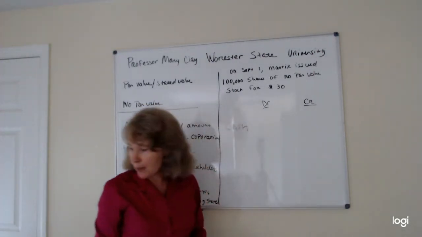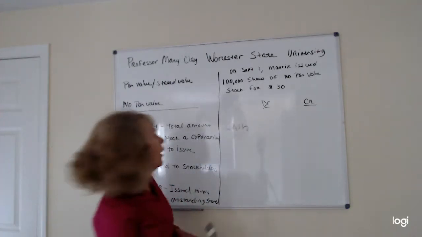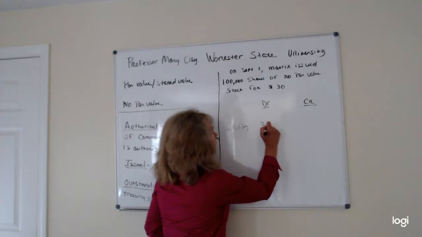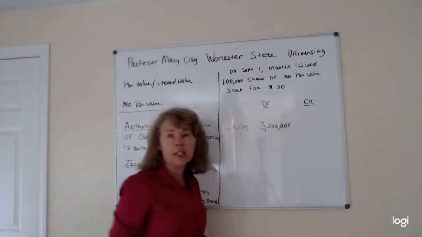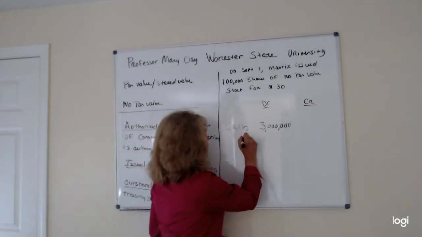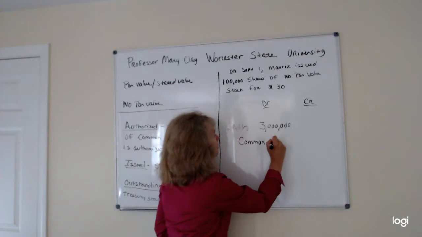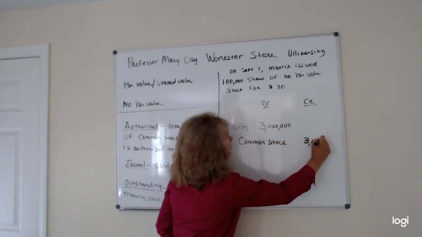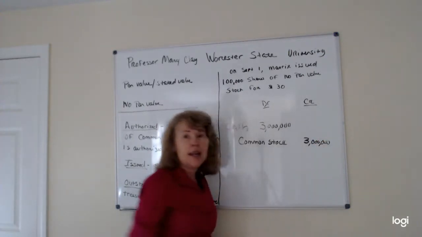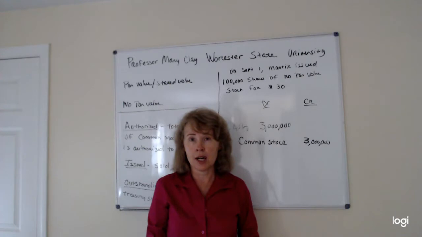You're going to debit cash for $3 million, and you're going to credit common stock. Okay? That's an example of no par value common stock.